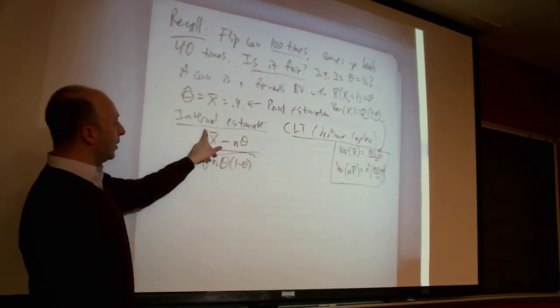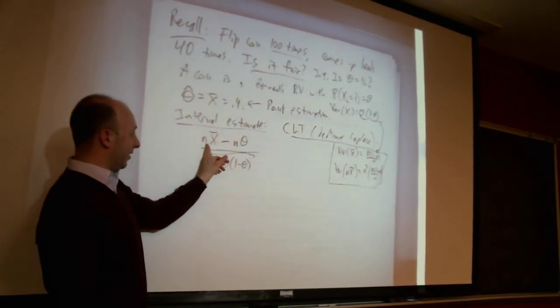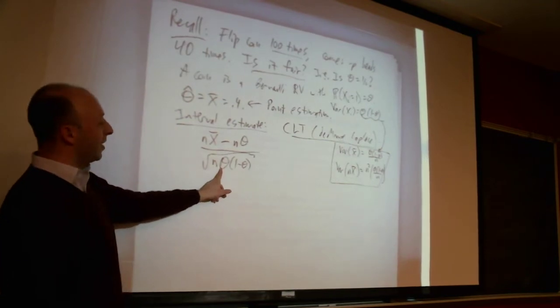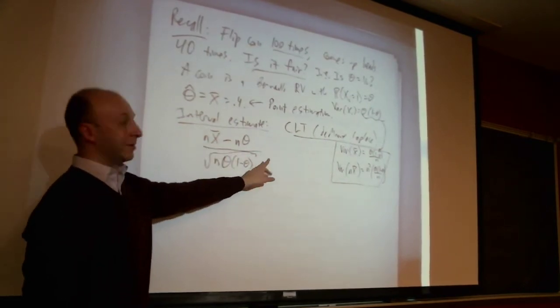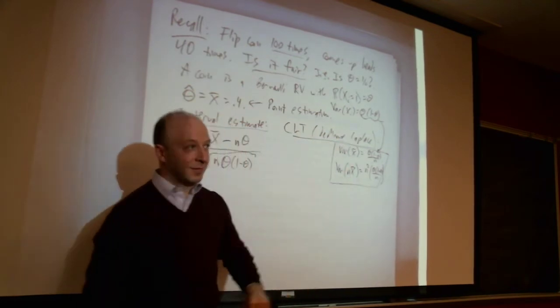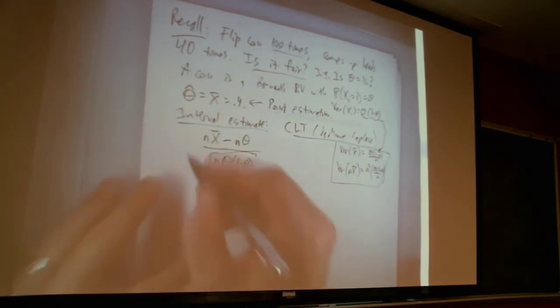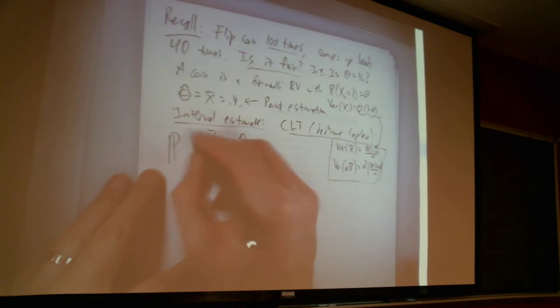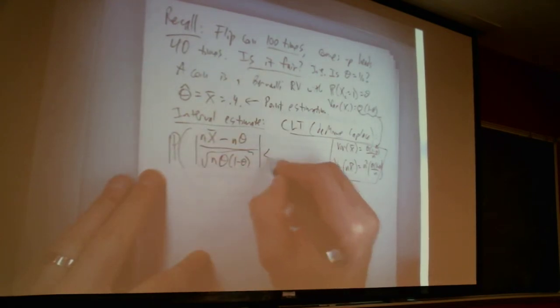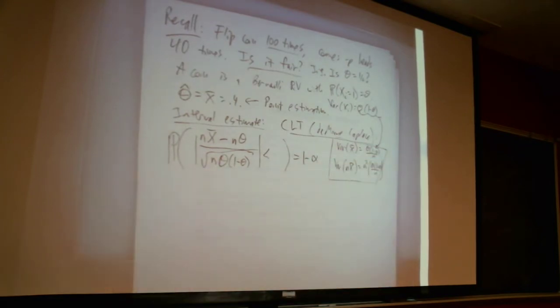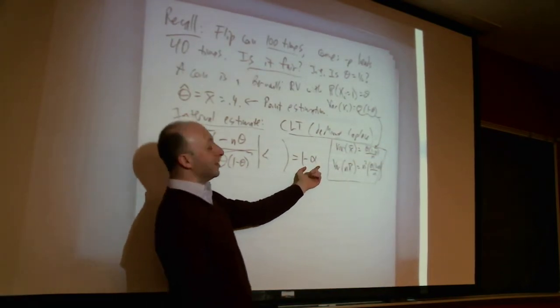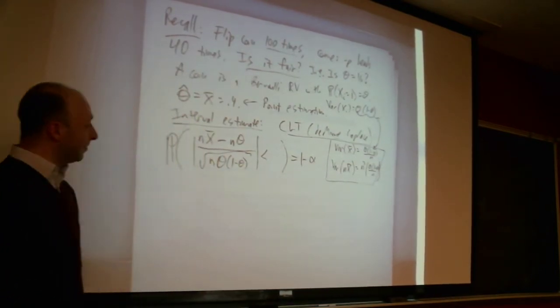So this is a binomial distribution. I've subtracted off its mean and divided by the square root of its variance. This should be close to Gaussian. That's the central limit theorem. So the probability that this is less than something I want to be 1 minus alpha. That'll be my 95% confidence interval if alpha is 0.05.